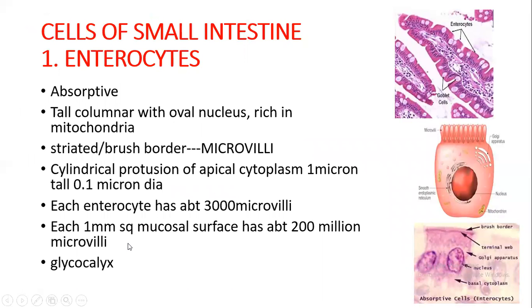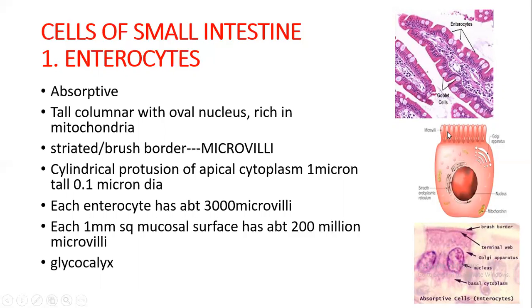So the different cells lining the small intestine, covering the intestinal villi and the crypts of Lieberkühn, which we are going to study. The most important cell here is the enterocyte, the absorptive cell. It is covering the intestinal villi. Absorptive cells, or the enterocytes, are tall, columnar with their oval nucleus. They are rich in mitochondria for energy. Then they have endoplasmic reticulum, smooth endoplasmic reticulum, Golgi apparatus.